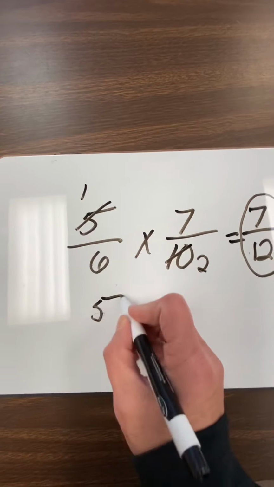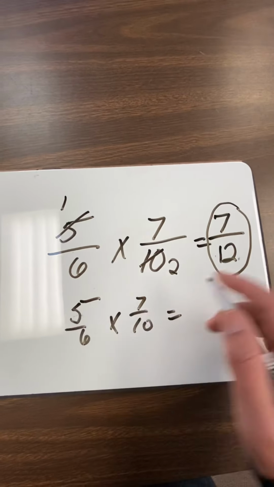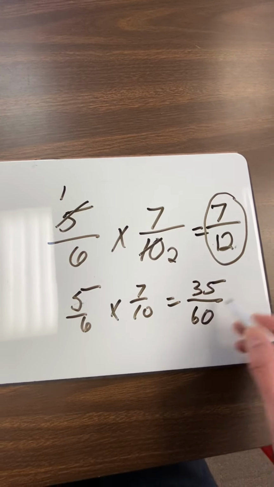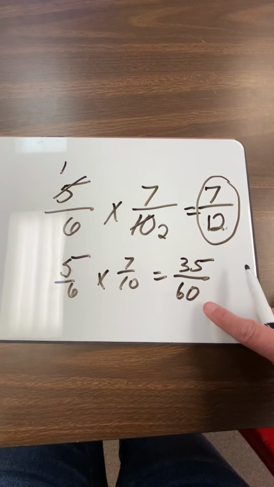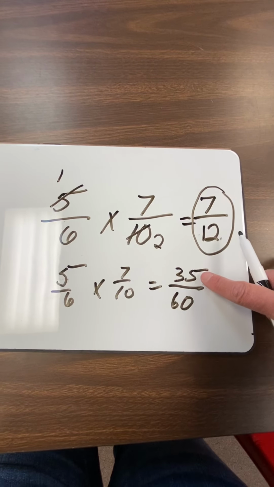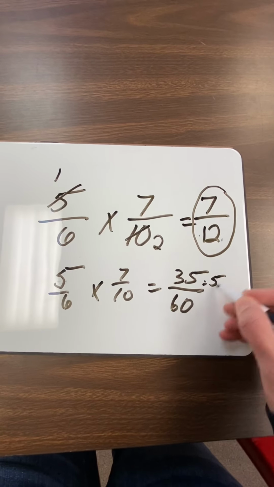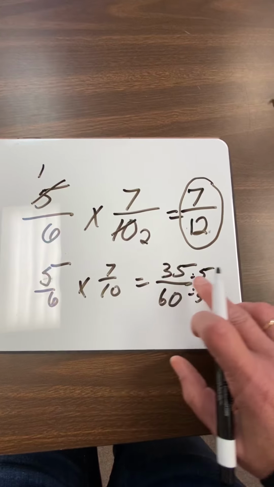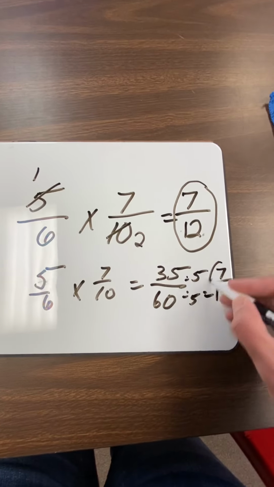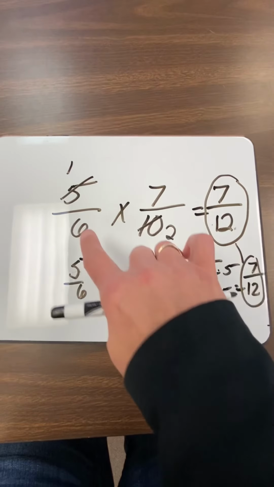Now, if you did it without canceling, 5 times 7 is 35. 6 times 10 is 60. Now, we know it ends in a 5 and a 0. So what do you know goes into numbers that end in a 5 and a 0? What are the numbers divisible by? That's right, 5. 35 divided by 5 is 7. 60 divided by 5 is 12. So you get the same answer no matter which way you did it. It's just these numbers are bigger than these numbers right here.